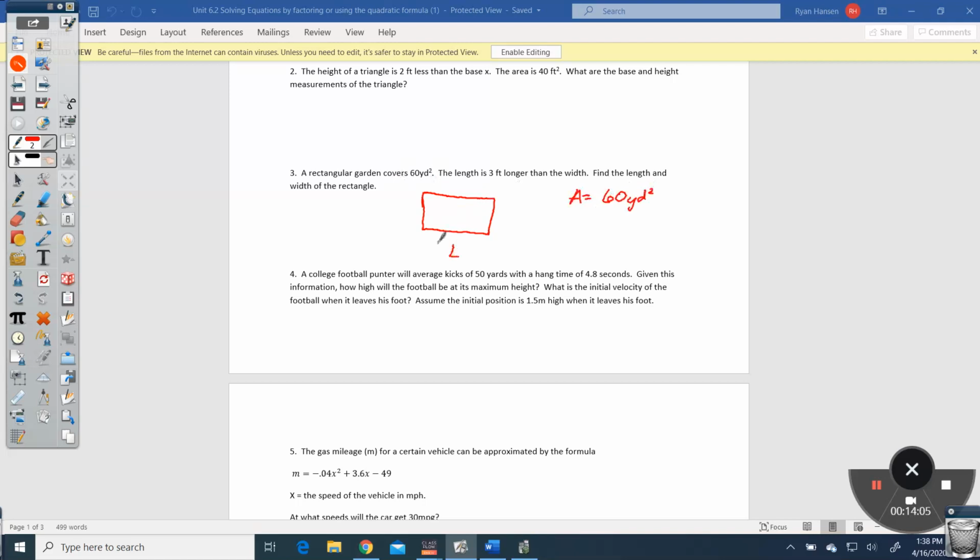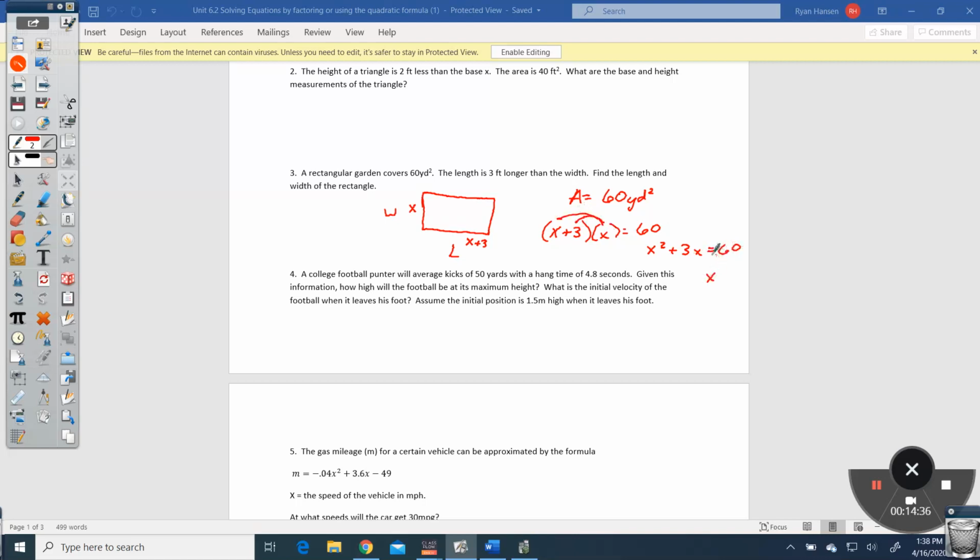It says the length and the width. The length is 3 feet longer than the width. Well, if I call this x, then this one is x plus 3. It's 3 feet longer. Now it says find the length and the width. Well, I know the area of a rectangle is length times width. So it's x plus 3, that's the length. The width is x, and the area is 60. So I have x squared plus 3x, because I distribute this x to both of them, equals 60.